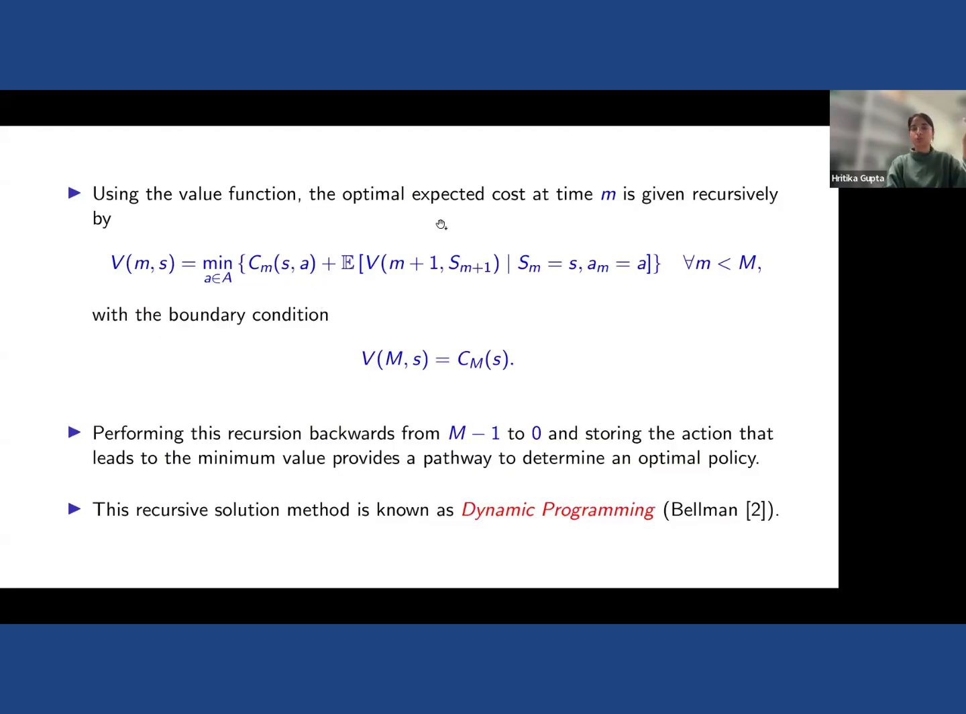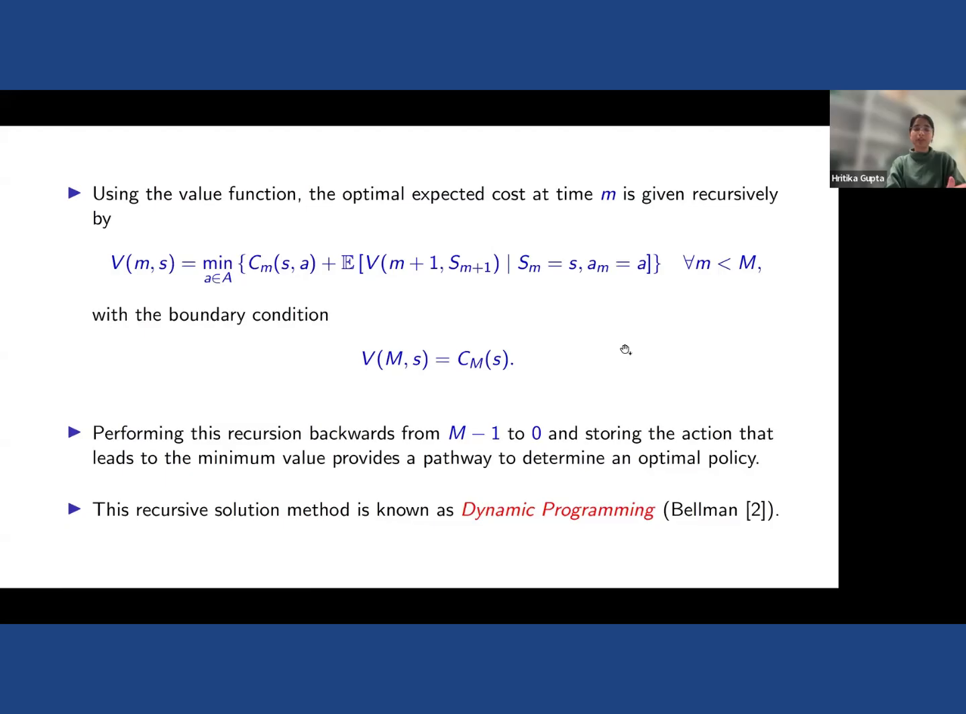So we take expectation over all the possible states that can be there at m plus 1 and find the action that leads to the minimum value of VMS. Because we know the boundary condition, we can perform a recursion backwards from m minus 1 to 0. Storing the action that leads to the minimum value provides a pathway to determine an optimal policy. This recursive solution method is known as dynamic programming.